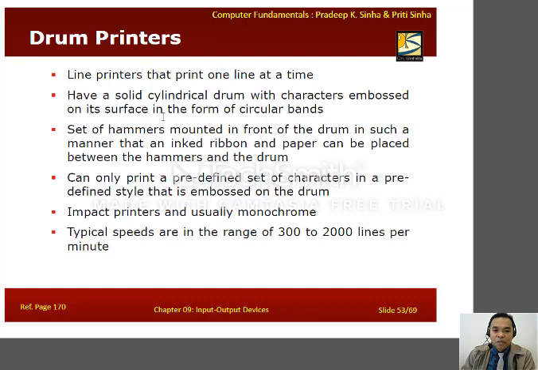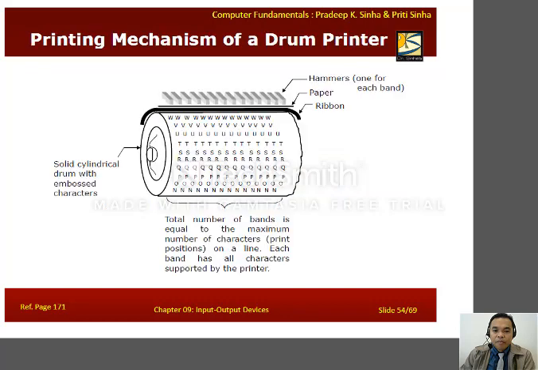Next, we have drum printers, line printers that print one line at a time. They have a solid cylindrical drum with characters embossed on the surface in the form of circular bands. The speed ranges from 300 to 2,000 lines per minute. So this is the printing mechanism of a drum printer.